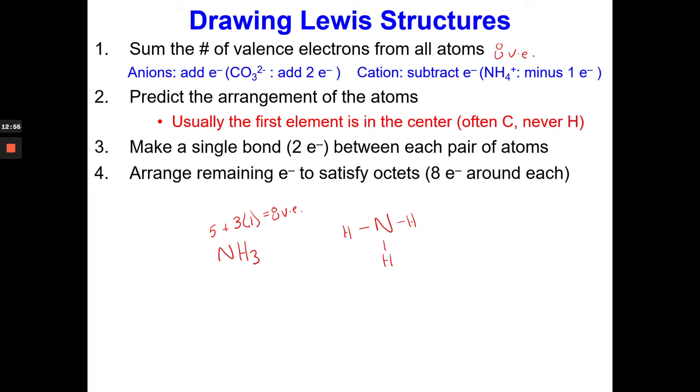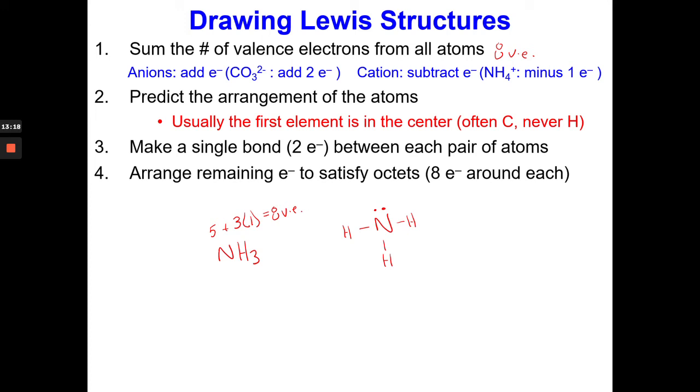It says arrange remaining electrons to satisfy octet. Remember, I have 2 more electrons. I'm going to go ahead and put them right here. Now, the nitrogen feels the lone pair on the top, those 2, plus the 3 single bonds. So it feels 8 electrons, and each of the hydrogen feels 2. So we're done. Now, this is its electron domain geometry. It has 4 domains, a lone pair and 3 bonding pairs.